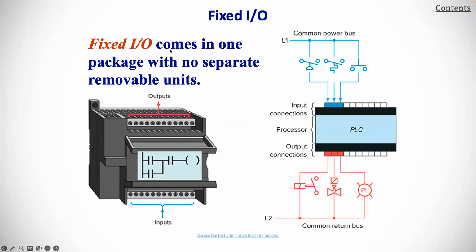There's fixed input and output. It comes in one package with no separate or removable units. Here we're seeing the inputs. We can have an array of things that are there. This is reminiscent of what I've seen in a Raspberry Pi or an Arduino kit, if you've ever seen that.